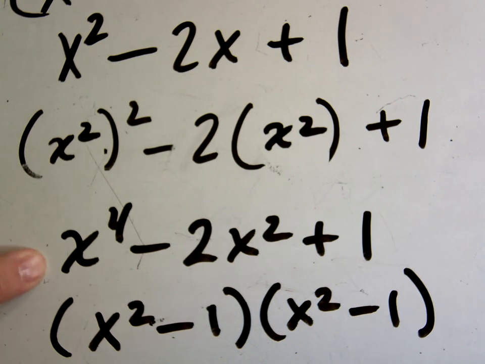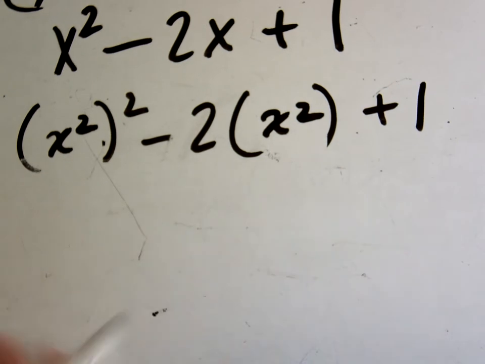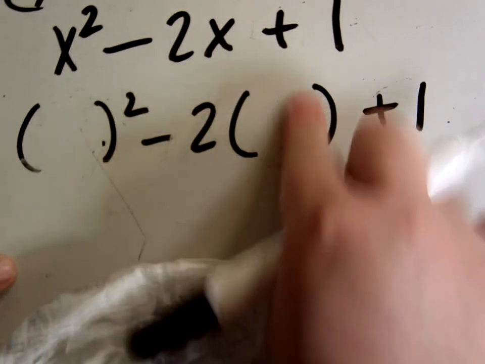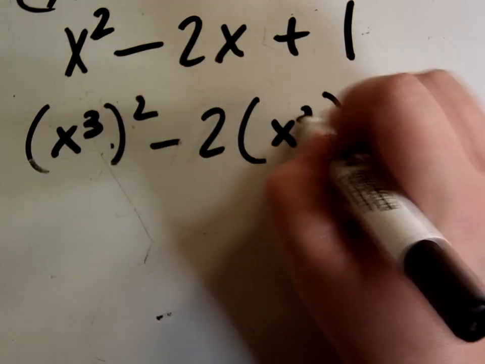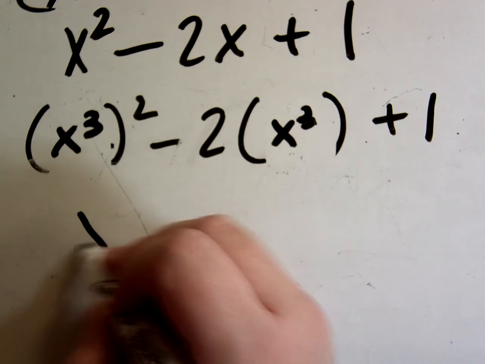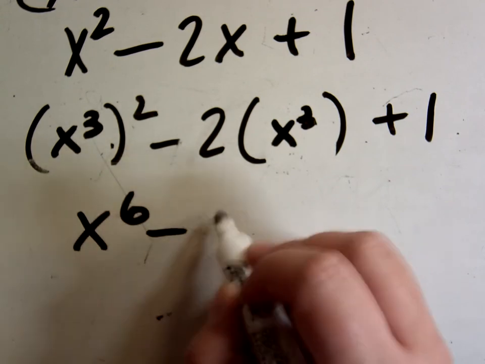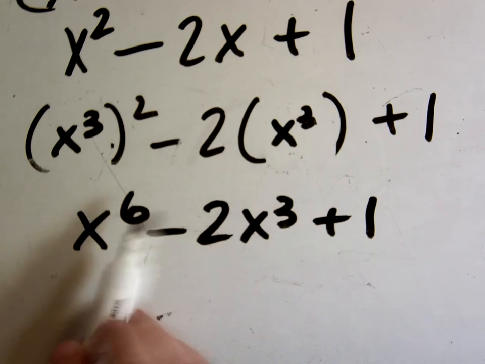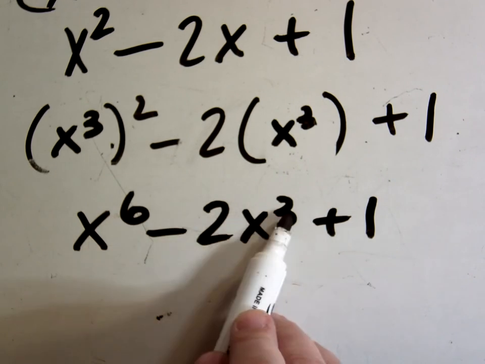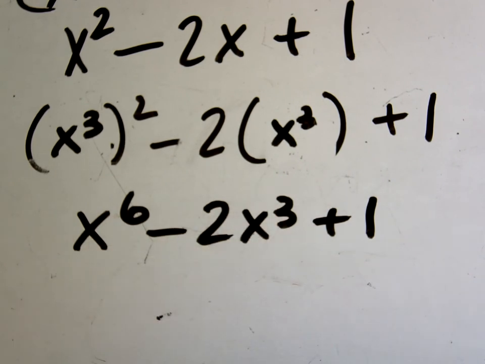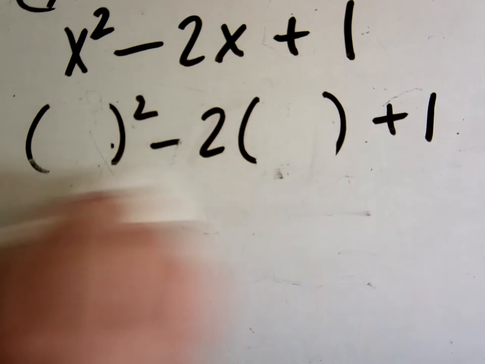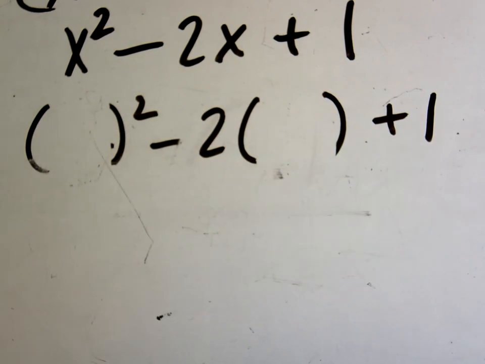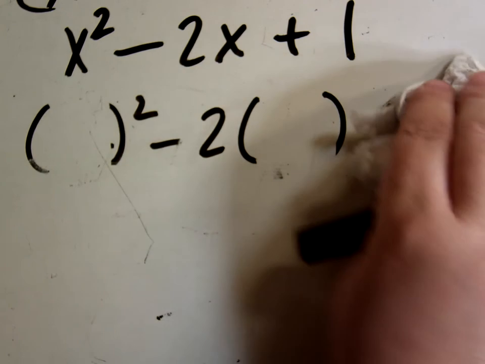This is the key one, but let's look at another one that's similar. How about if I were doing x cubed? x cubed squared minus 2 times x cubed plus 1. Well, that's x to the 6th minus 2x cubed plus 1. Notice that the exponent here is twice as big as the exponent here. Now, I'm about to rewrite this exactly as I have it there with the parentheses, but I'm going to write it a little bit bigger because I'm going to fit something bigger in it.